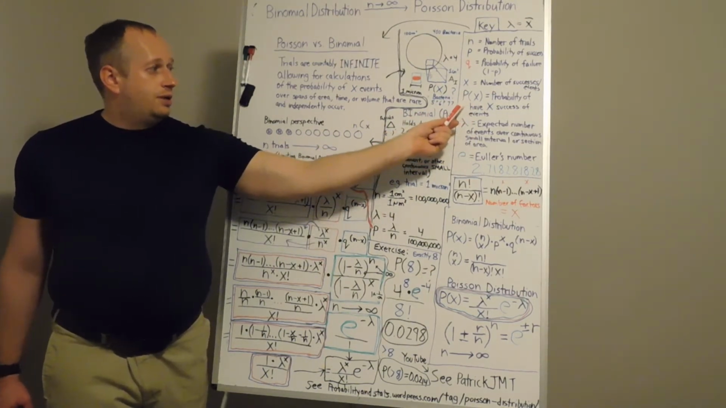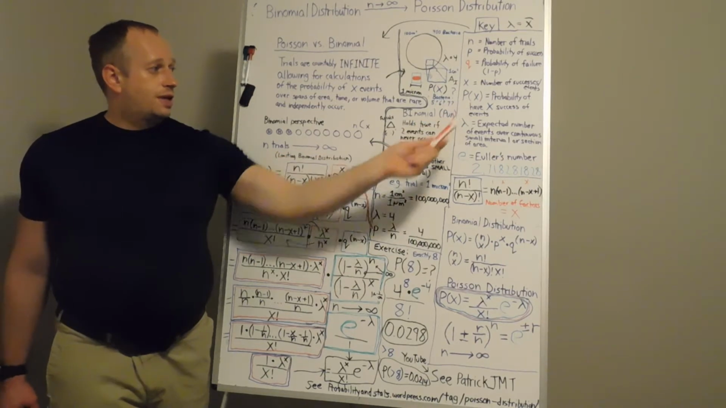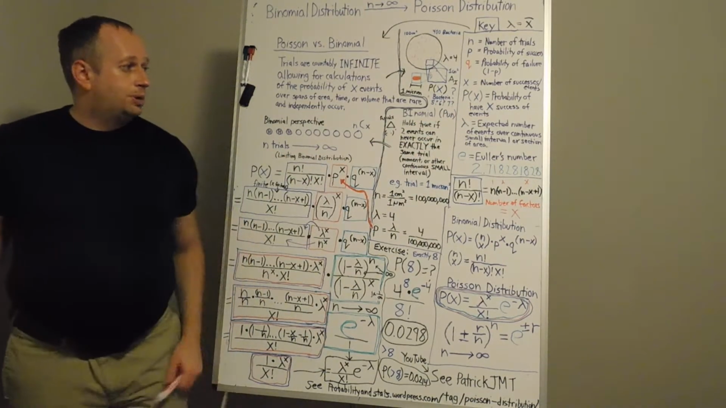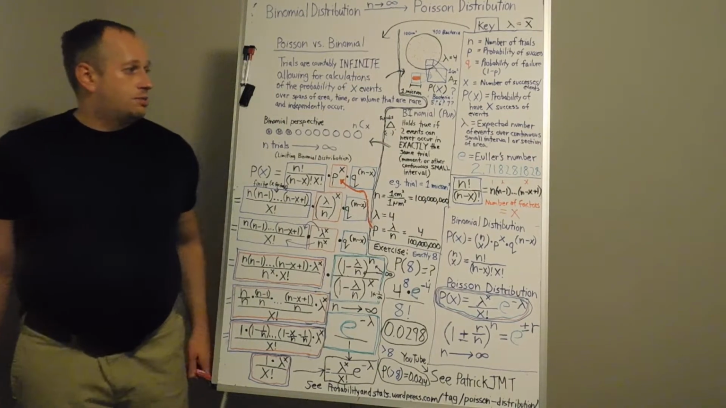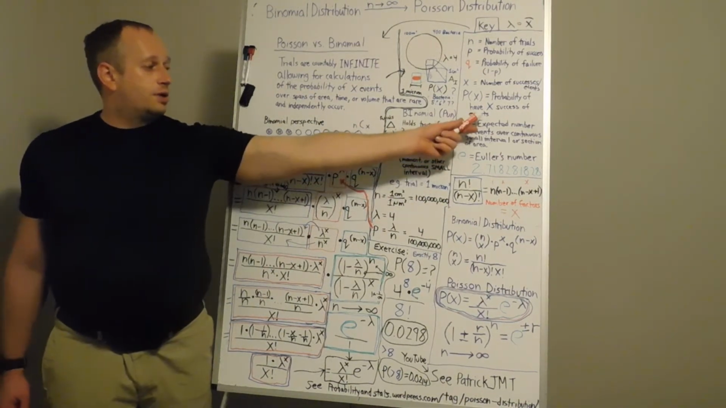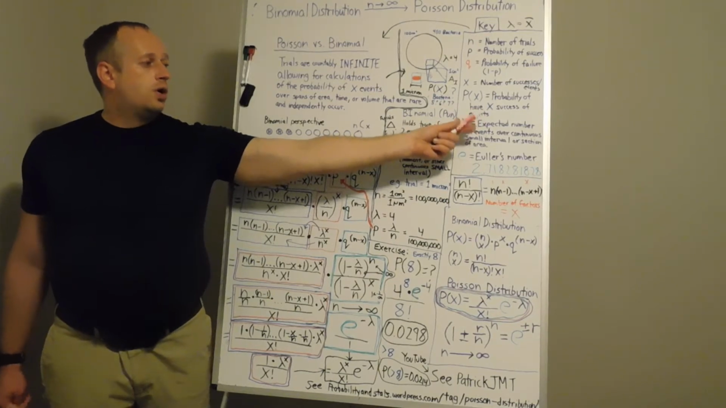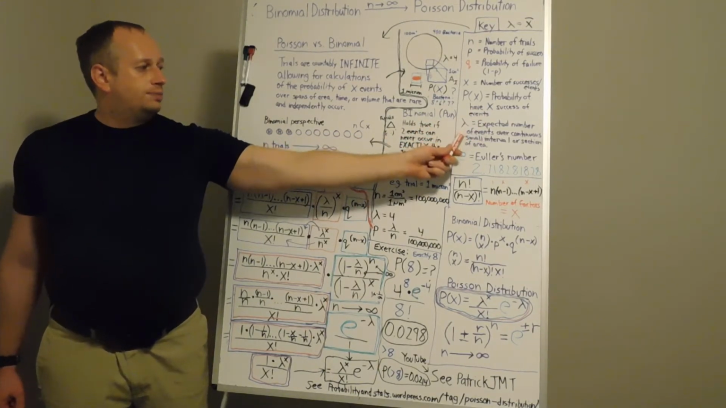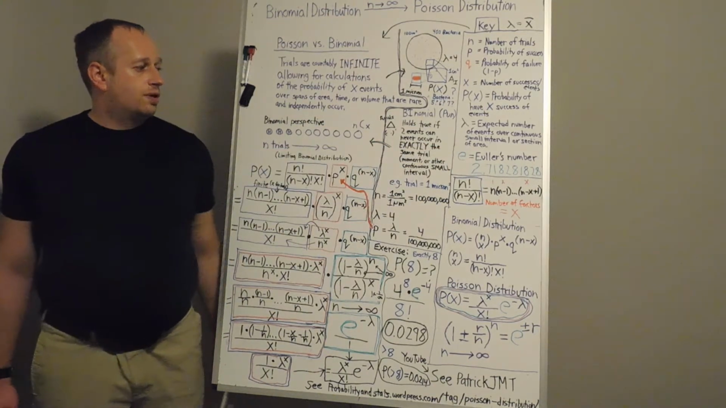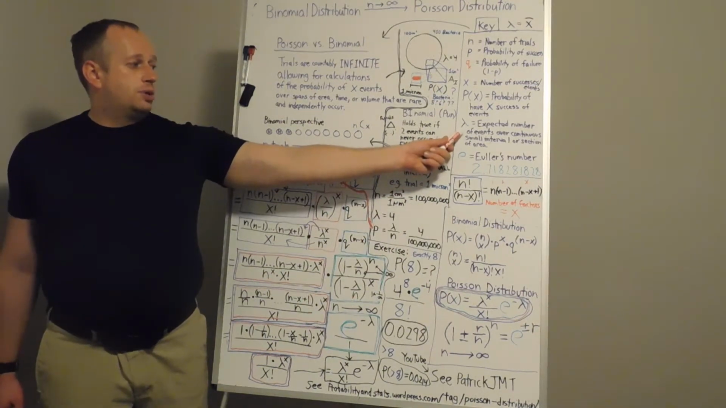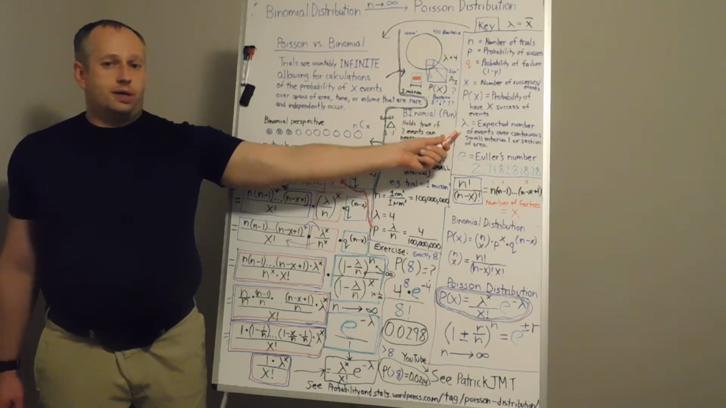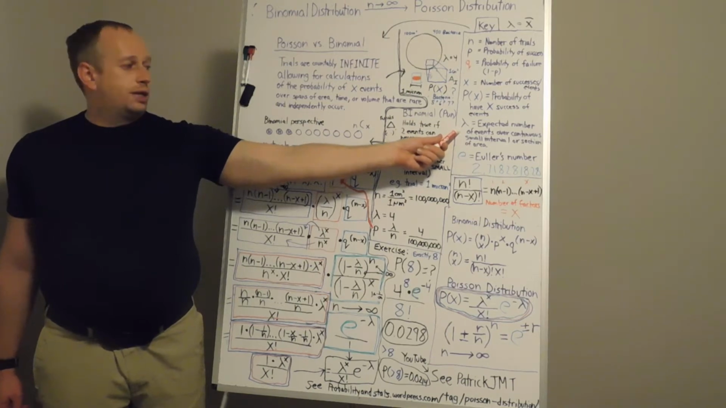When you see P of X, that's the probability to have X successes or events, to have a certain number of successes or events. Whenever you see lambda, that's the expected number of events over a continuous small interval or section of area. And that's part of the Poisson distribution. That's basically our expected value that you expect to see.